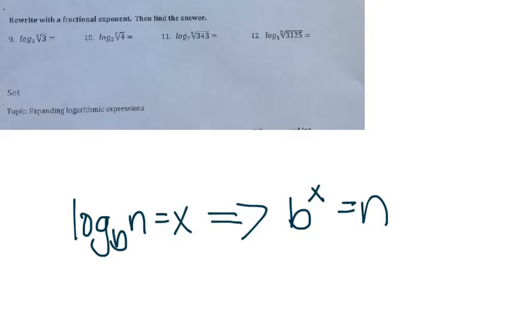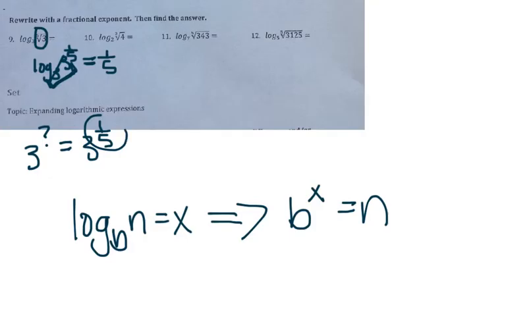first we'd rewrite this, and we'd go log base 3 of 3 to the 1/5 equals, now remember that rule we did, the base and that number when they're the same, okay, our answer is just 1/5, because if I rewrite this, the exponent would be 3 to the whatever power is equal to 3 to the 1/5, so our answer is 1/5. So all you have to do is rewrite them and then see if there's that connection.